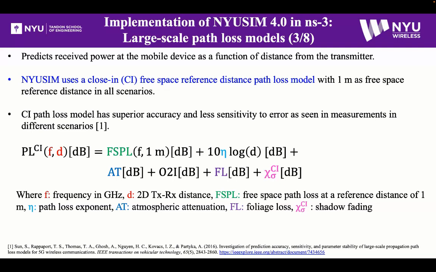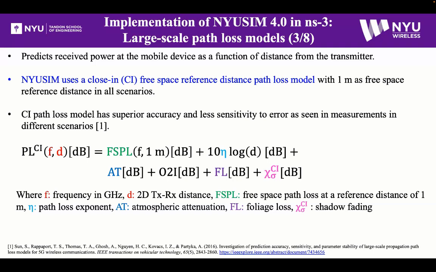In addition to this particular path loss, the most important terms are the eta factor, which is the path loss exponent, which we determine based on our measurements, as I said earlier. Then we also have the shadow fading coefficient, which is again based on the measurements that we have conducted and figured out what the shadow fading deviations would be.